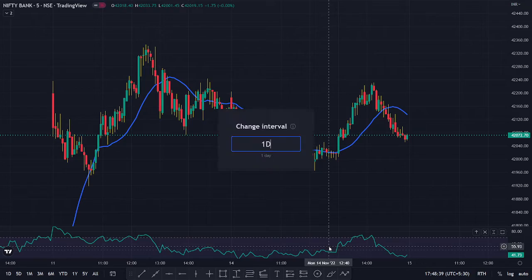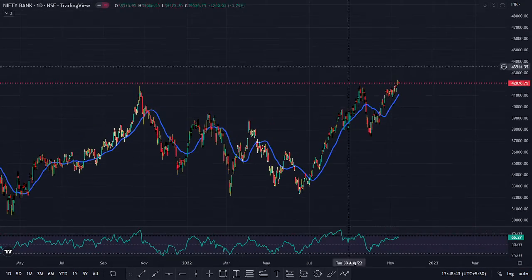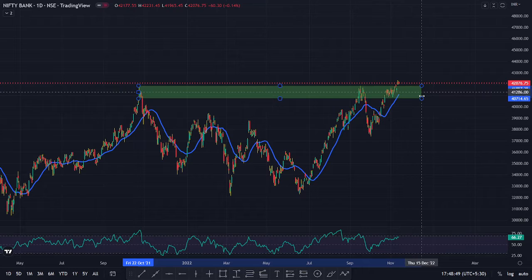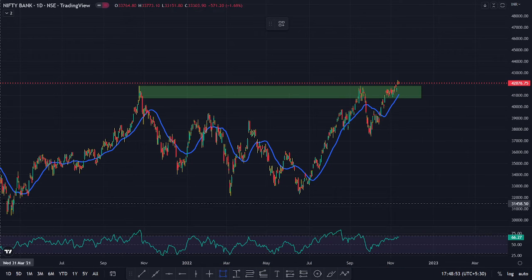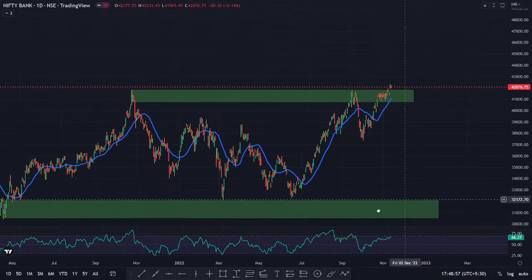So we're going to the daily chart. Now, if you notice this, guys, I'm going to be marking major support and resistance zones. Here we have our first resistance zone right here. Forgive me for the tick. And then our major demand zone is right here.